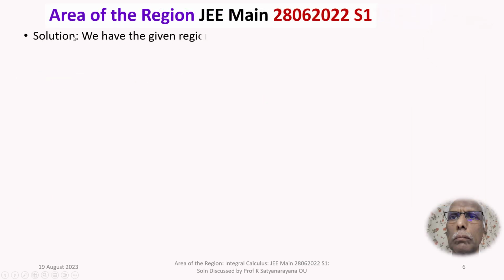We now discuss the solution of the problem in detail. We are given the region S given by the set of all ordered pairs (x, y) such that y square less than or equal to 8x, y greater than or equal to root 2x, x greater than or equal to 1. Let's see what are these.